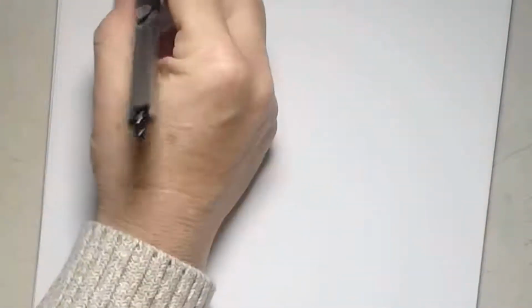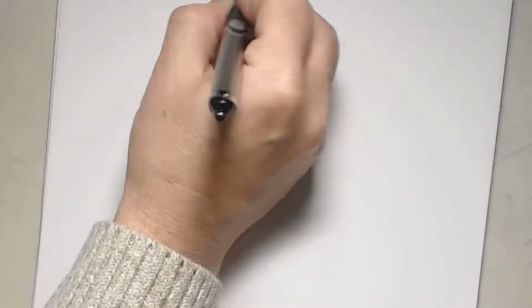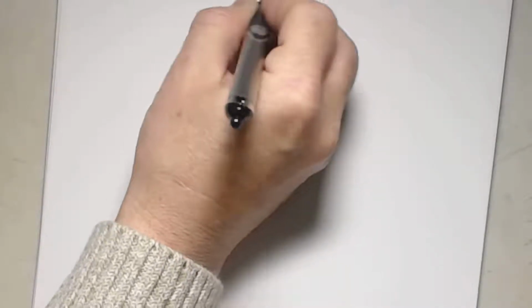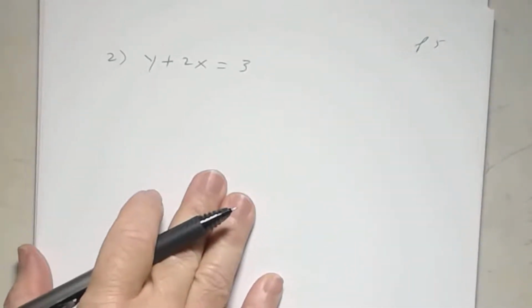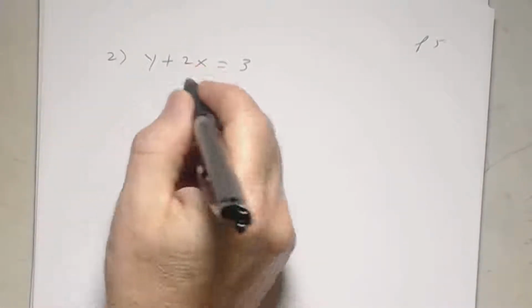All right, so let's say we had y plus 2x equals 3. Remember we talked about how to deal with this when we discussed that section. What might you want to do here? Subtract 2x. All right, so in other words, get y by itself. To get y by itself, you subtract 2x from both sides.